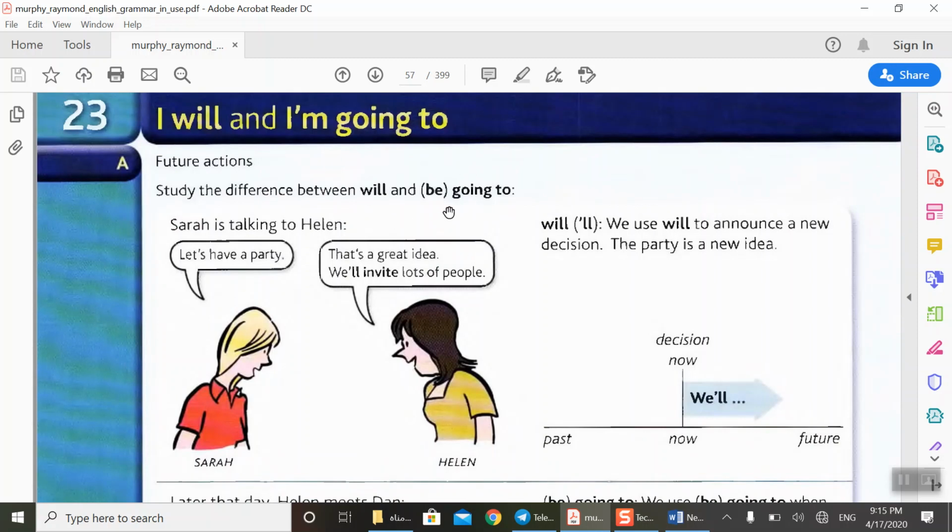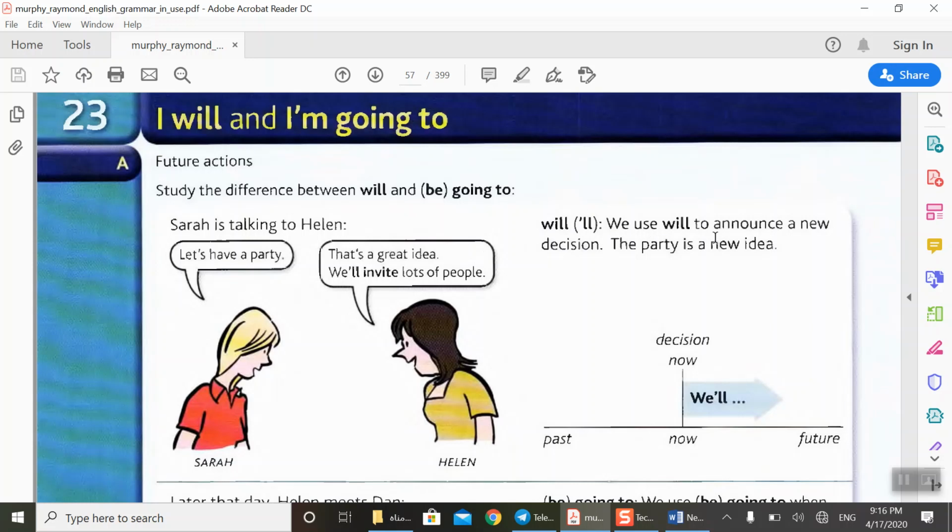Study the difference between will and be going to. For example, here we have Sarah talking to Helen. You see here, Sarah and Helen, they are speaking. Let's have a party. Sarah tells her, let's have a party. Helen said, that's a great idea. We will invite, we'll or we will, you can say either. We'll invite lots of people.